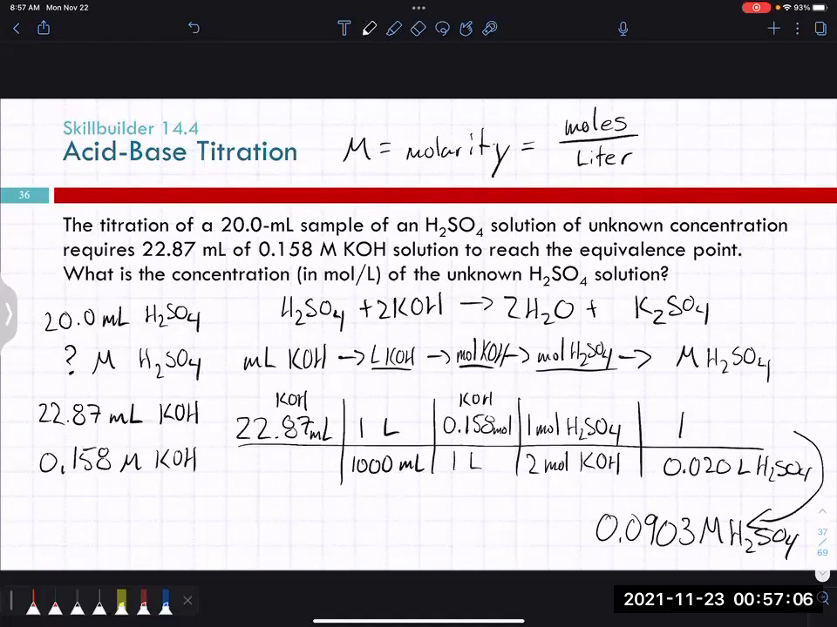Professor K. Yes? How did you get 0.020 liters? Oh, I did that one, ran out of space. But I took the 20 milliliters of H2SO4 and converted it to liters. Okay.